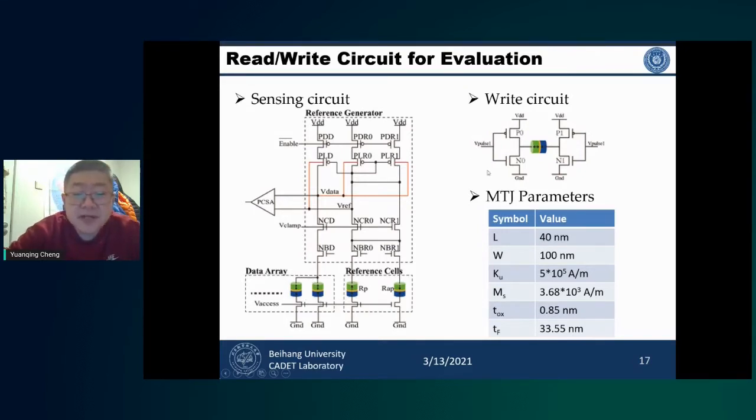On the right side of this slide is the write circuit of STT-MRAM, and we can inject the current through the MTG to change the magnetization of the MTG device so that we can write a 0 or 1 into this cell. The MTG parameters we used in our simulations are shown in this table.